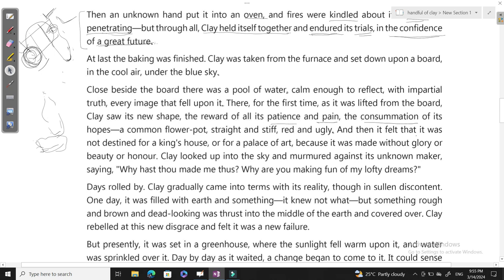And then it felt that it was not destined for a king's house or for a palace of art, because it was made without glory or the beauty of an honor. So see, it says that it was not made just to decorate a place, or for some, we can say, king's palace or someone.